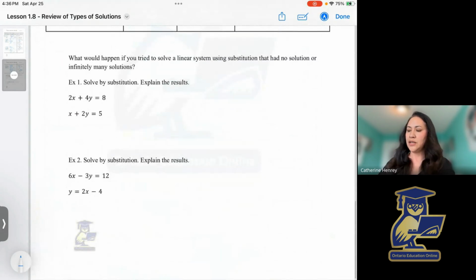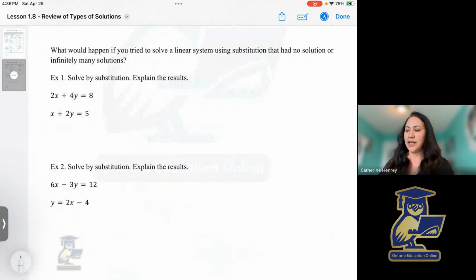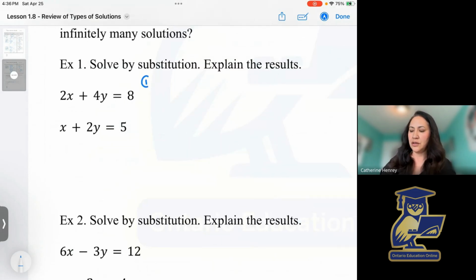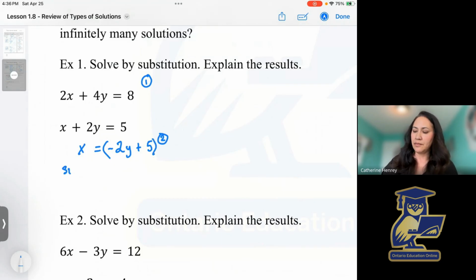So what would happen if you tried to solve a linear system using substitution that had no solution or infinitely many solutions? Let's take a look at what would happen. So in our first example, we have 2x plus 4y equals 8, and x plus 2y equals 5. The first one I'm going to call my first equation. I'm going to rearrange the second one so that I have x equals negative 2y plus 5, and that'll be my second equation. And I'm going to sub the second equation into the first equation.